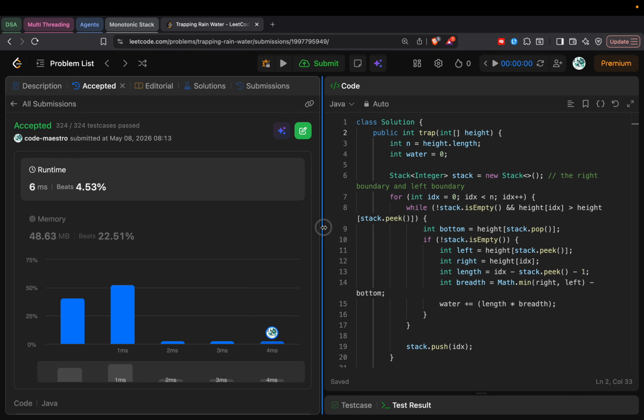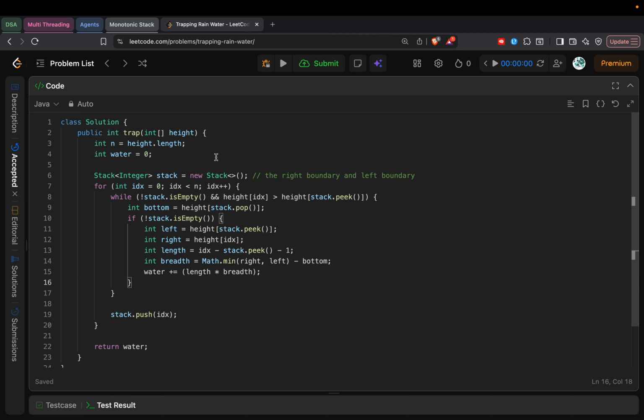Now if you see the time complexity and space complexity, at max we are pushing each index into the stack and popping it back from the stack, right? So each index is pushed and popped. Okay, so the time complexity will be big O of 2n, so we can say big O of n as the time complexity, and the space complexity is also big O of n, where the stack can grow all the way up to the size of the array.